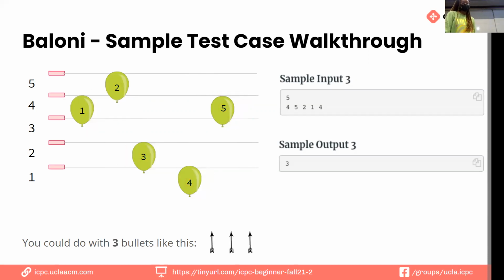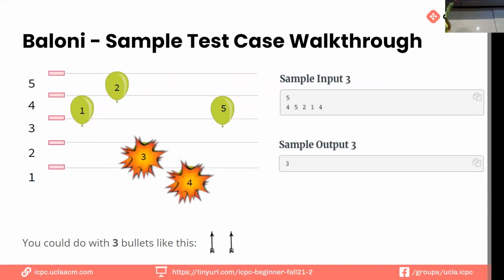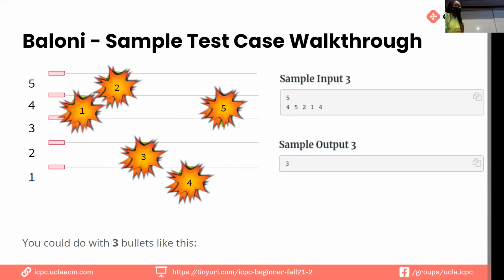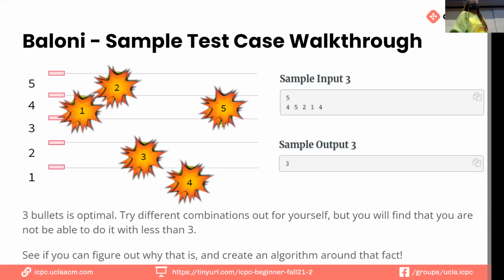You can also do it with 3 arrows like this. You could hit 3 first, and you see when you hit 3, the arrow drops down a height unit and hits 4. And then you can hit 2, which again drops down a height unit, hits 5, and then you can hit 1. So what this test case is saying is that the sample output is 3 arrows, which is optimal. You can try the different combinations for yourself, but you'll find that you won't be able to do it with any less than 3 arrows.